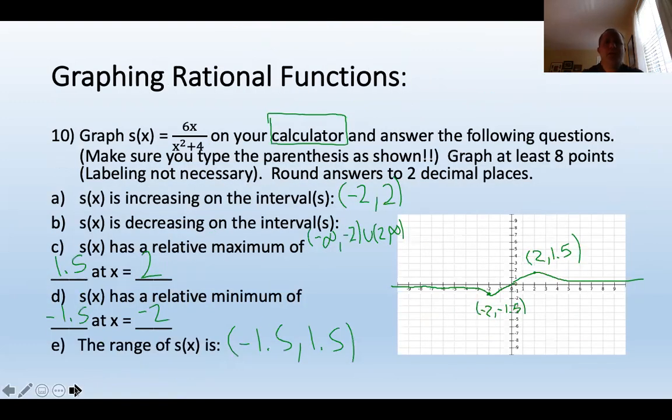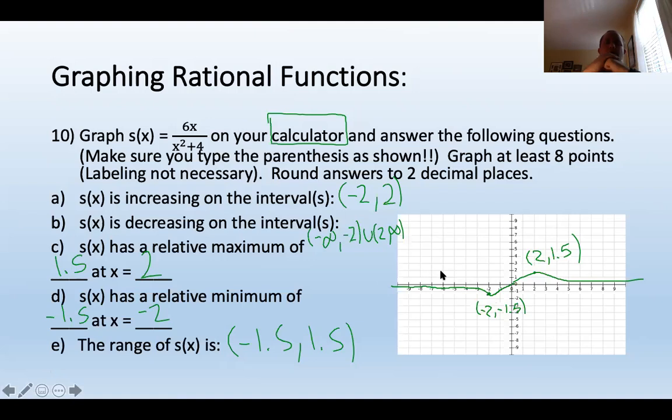The next question says, graph s of x equals 6x over x squared plus 4 on your calculator and answer the following questions. It says graph at least 8 points. I didn't do that. It's really not necessary to graph that many points. You just need to find the relative maximum and the relative minimum on the graph, and you can kind of tell how the graph is going to look.